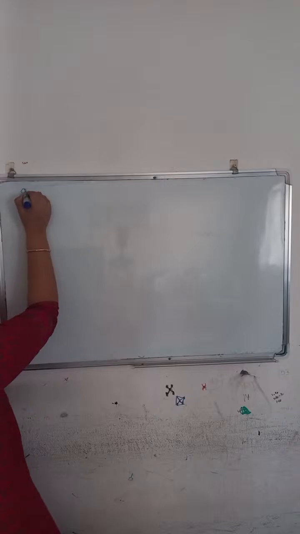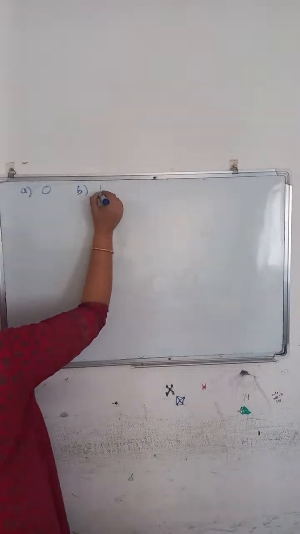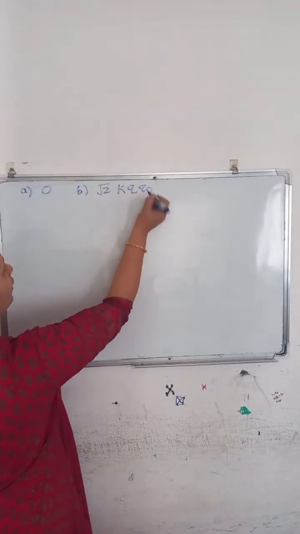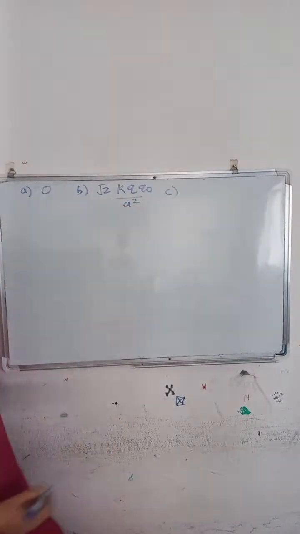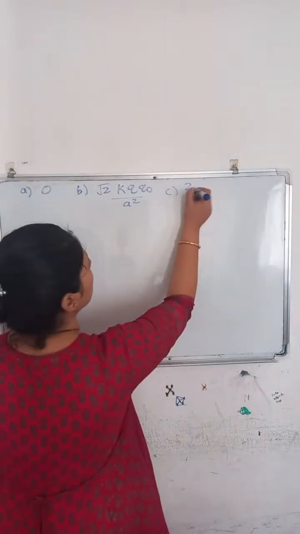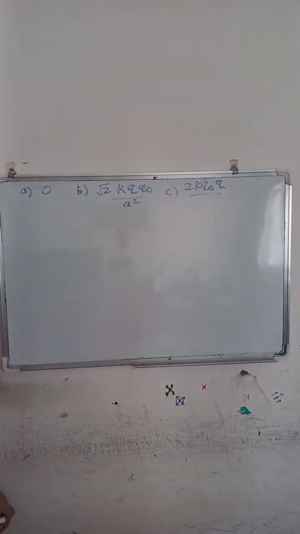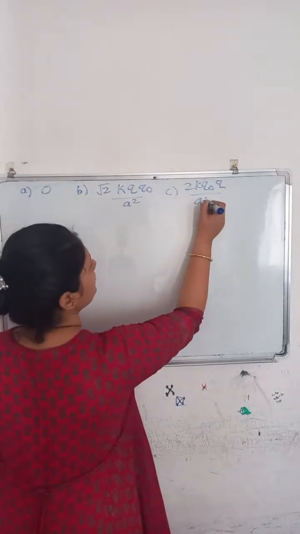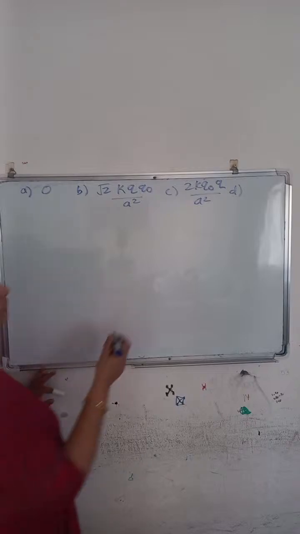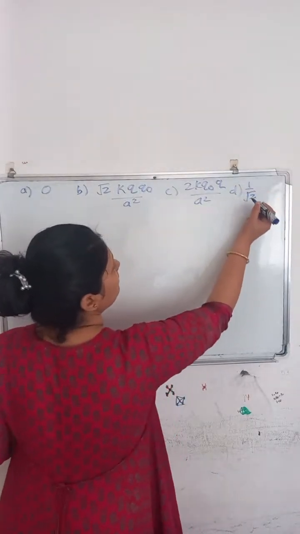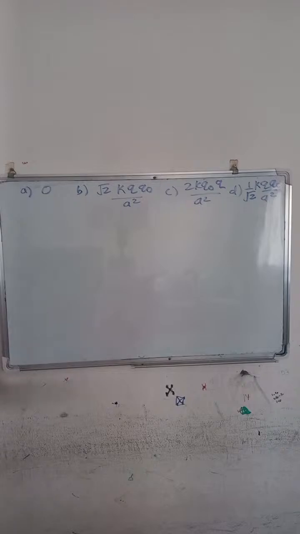Options I will write first. A is 0. Option B is root 2 K Q naught upon A square. And option C is 2K Q naught into Q divided by A square, and the last option they gave as 1 upon root 2 K Q naught by A square. Okay, these are the four options given.